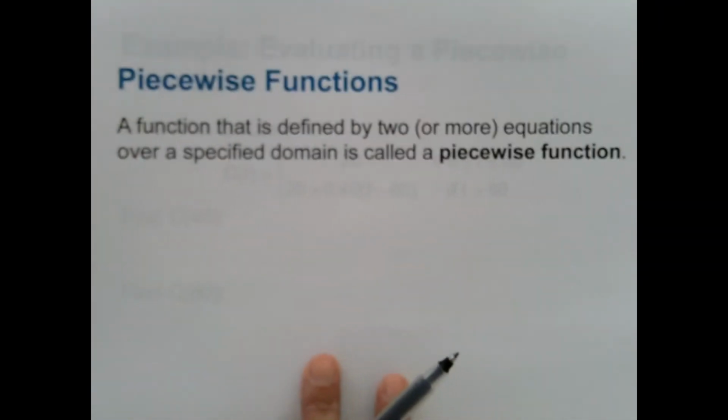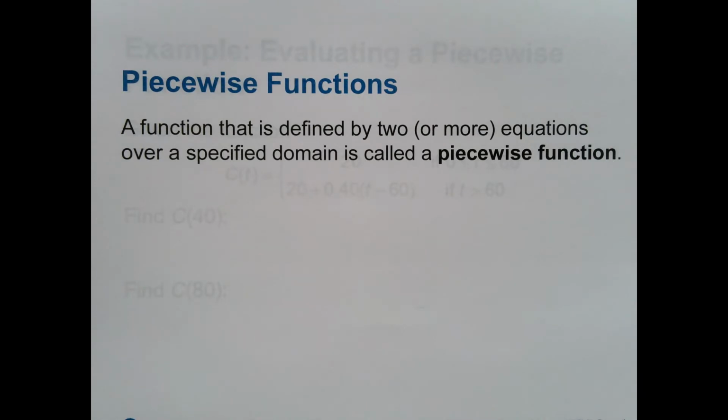So next we're going to talk about a piecewise defined function. This is so blurry. A piecewise defined function is exactly like it sounds. It's a function made up of pieces. So over these x's, you're going to have one piece of a function, and then the next set of x's, you'll have another piece, and so forth. A function that is defined by 2 or more equations over a specified domain is called a piecewise function.